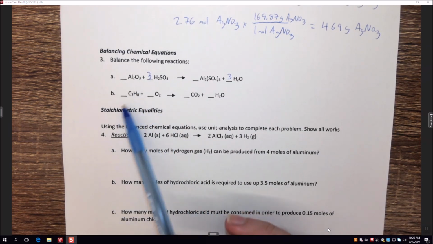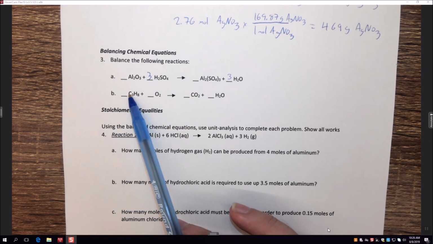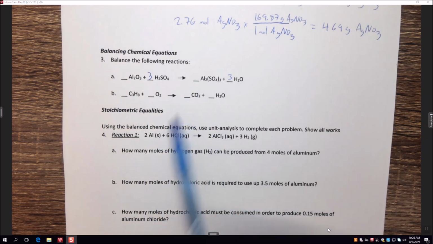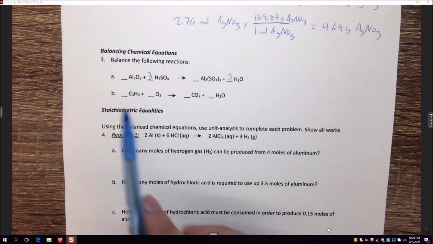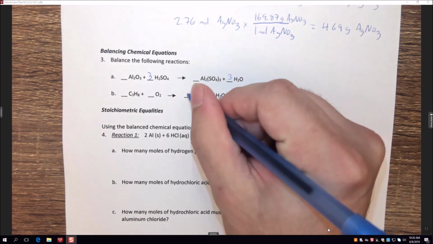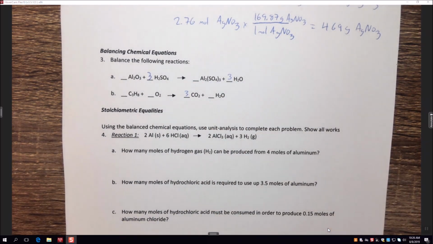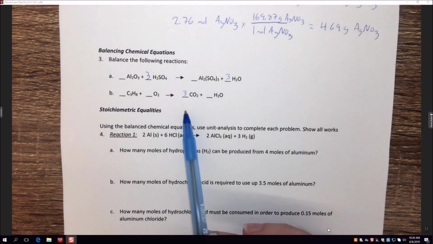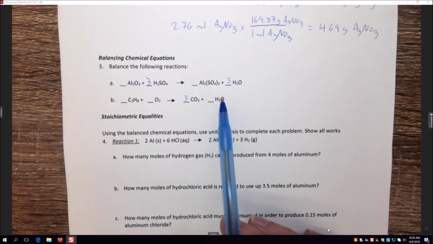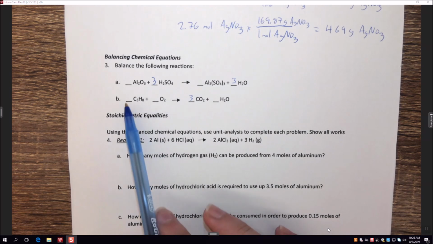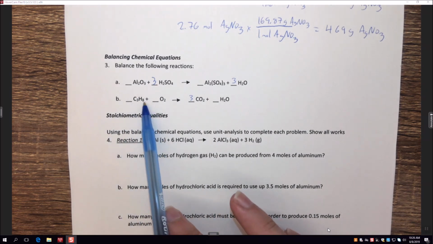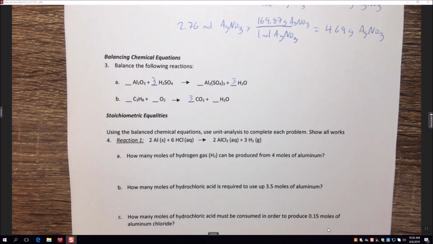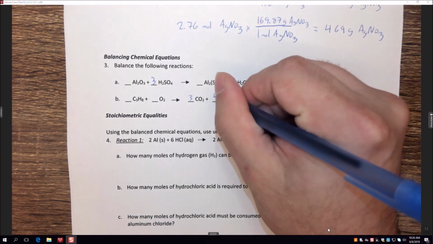On the left side we have C3, so we have 3 C's, and on the right side we just have 1 C. So in order to have 3 carbons on both sides of this reaction, we need to put a 3 in front of our CO2. Now, we want to do our hydrogens, because remember I said we want to save our oxygens until the end. On the left side of the equation, we have 8 hydrogens, and on the right side we have 2. So in order to make this 2 into 8, we need to add a 4.